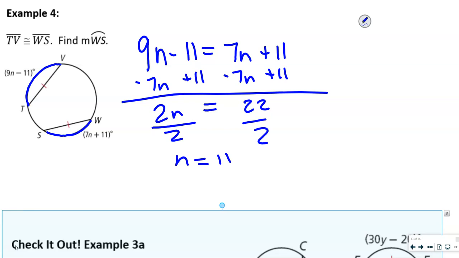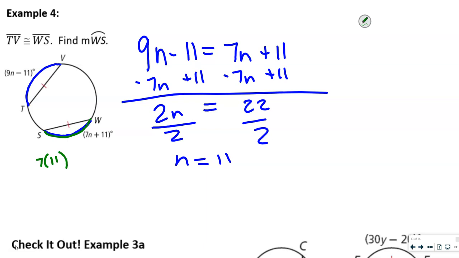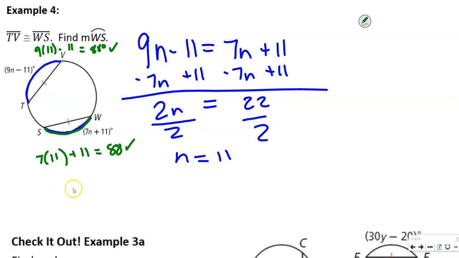Now we're going to put that n back in to solve for this arc down here, WS. You'll see this arc down here, WS. We're going to put it there. So 7 times 11, 77 plus 11 is 88. Now I would take this back up there and put it in the top one too, because these two should be equal, just to make sure I got the right value for n. So this would be 9 times 11, which is 99, minus 11, which would also be 88. So because these are the same, that's my check to make sure that it was correct.